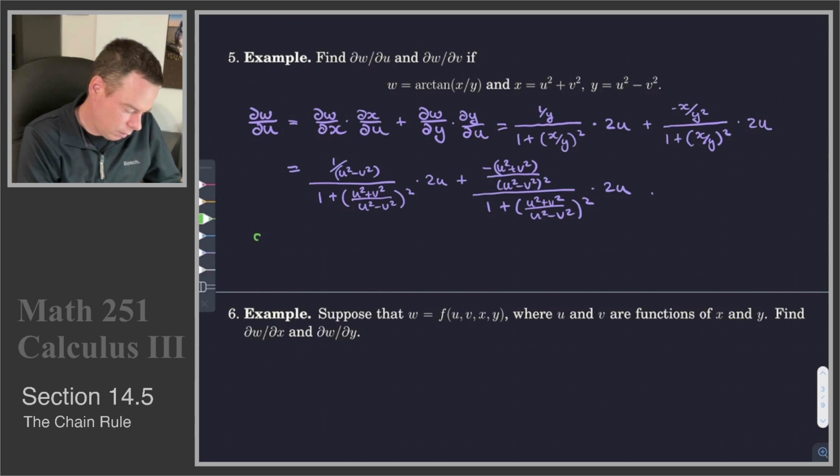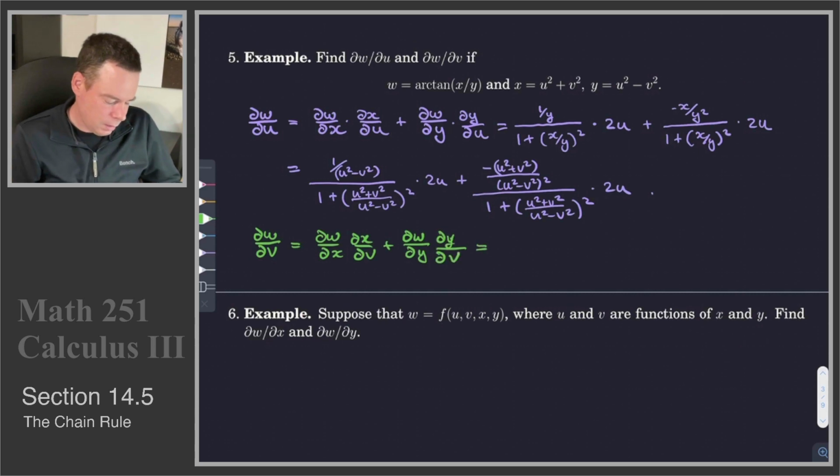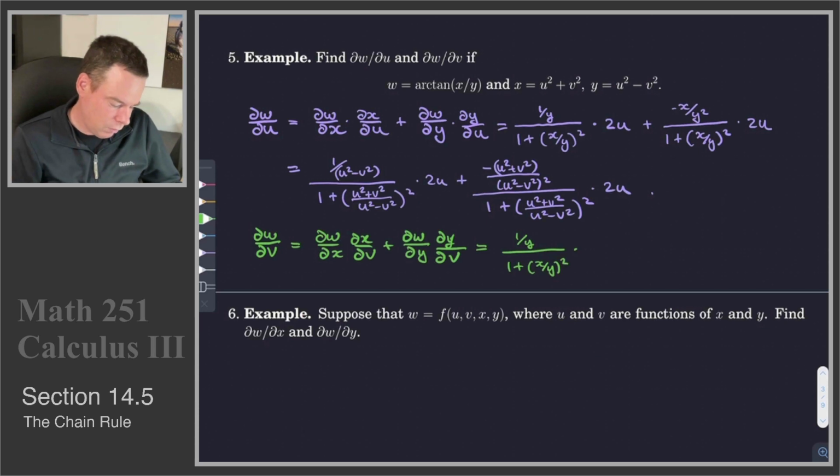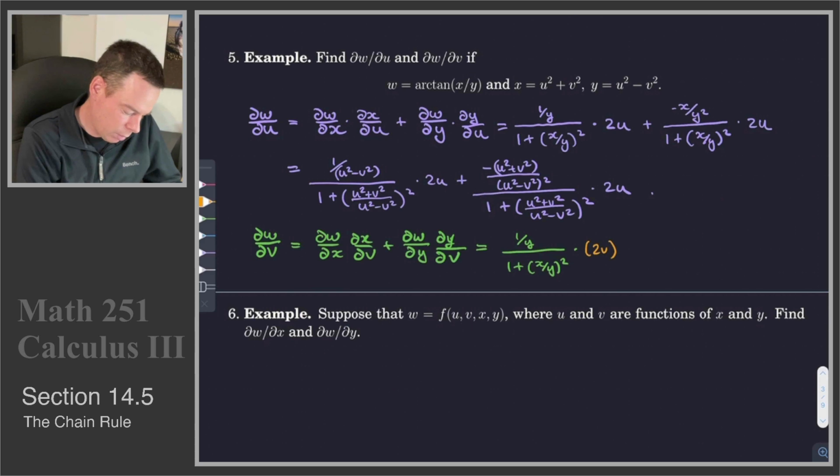The next one, we're interested in the partial derivative with respect to v. So again, by the chain rule, it's dw/dx dx/dv plus dw/dy dy/dv. So the partial derivatives, w with respect to x, w with respect to y, those are the same. So we have the same thing as we did above, 1 over y, over 1 plus (x/y) all squared, times, and then it's at the dx/dv that things change a little bit. So this is now a 2v, rather than above where it was the partial with respect to u, which was a 2u.